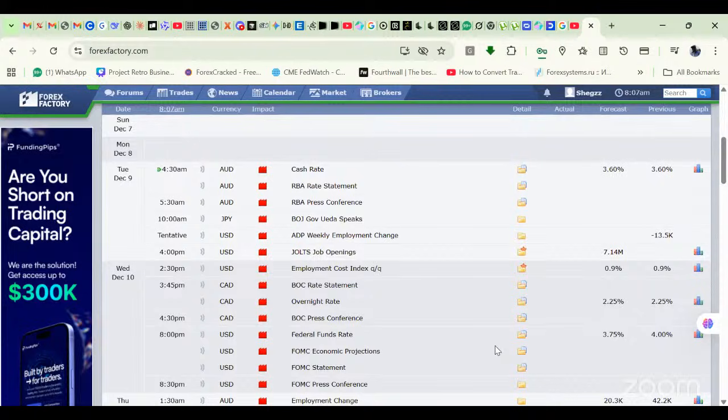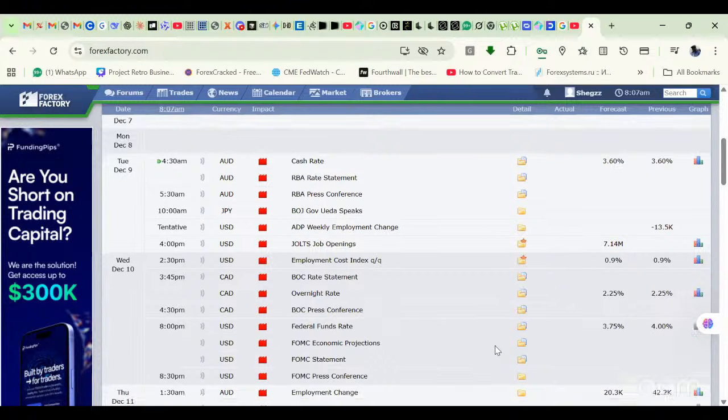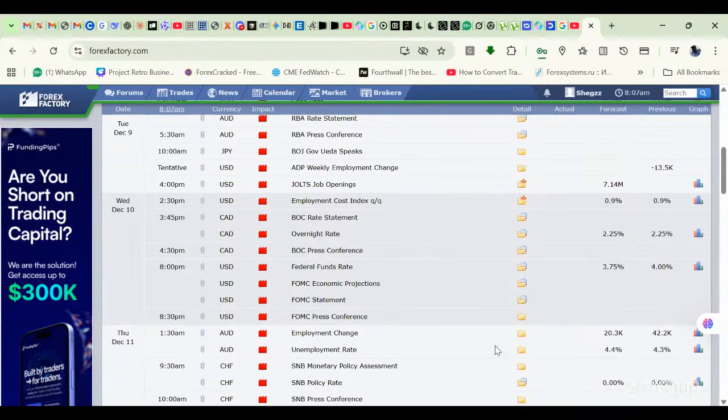Now let's go down to Wednesday. Wednesday is also very important. For USD by 2:30, we're expecting employment cost index, quarter to quarter. That means it normally comes out quarter to quarter. So if it comes out this December, the next event for this particular data will be by March next year. So you might want to trade that also by 2:30 in the afternoon, Wednesday.